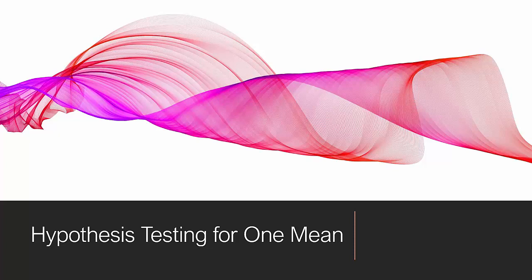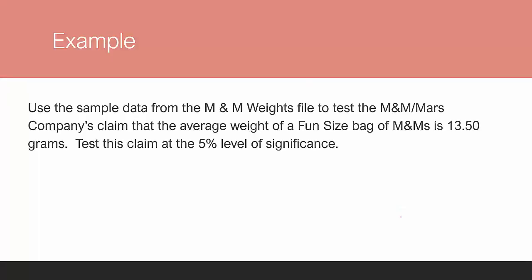Welcome to the demo for 9.1, Hypothesis Testing for One Mean. We're going to use the sample data from before with the M&M weights. We're going to use that sample to test the company's claim that the average weight of a fun-size bag of M&Ms is 13.5 grams. We're going to test this claim at the 5% level of significance.